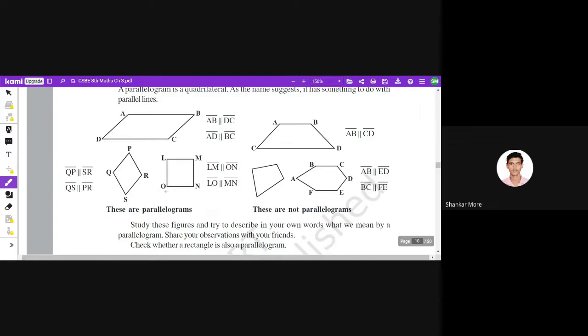Then we have LMNO. This is a square, and this can again be called a parallelogram because its opposite sides are parallel. Okay, but can the first figure be called a parallelogram, and why not?